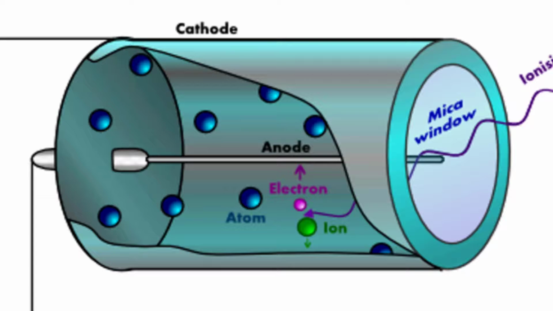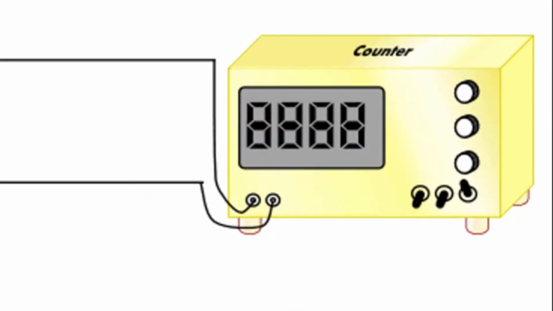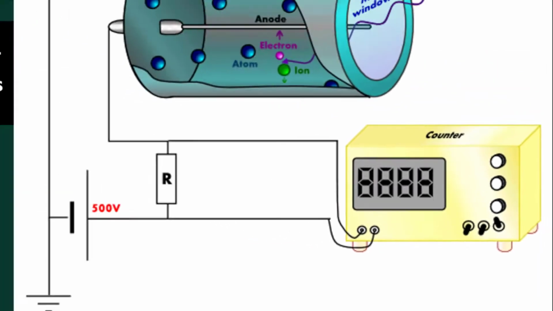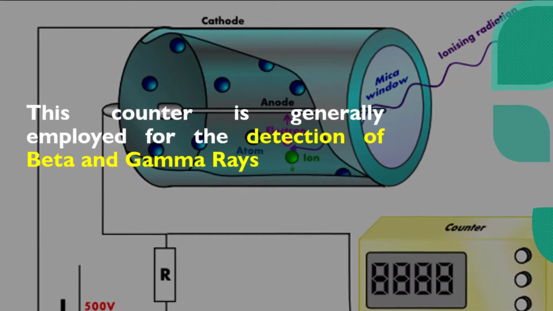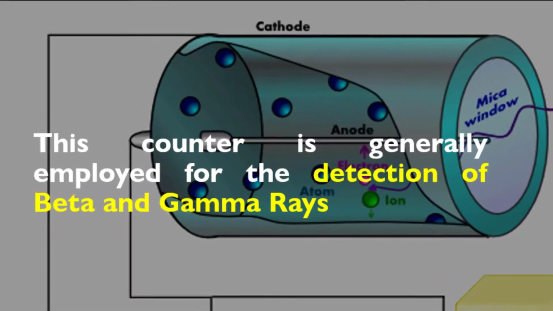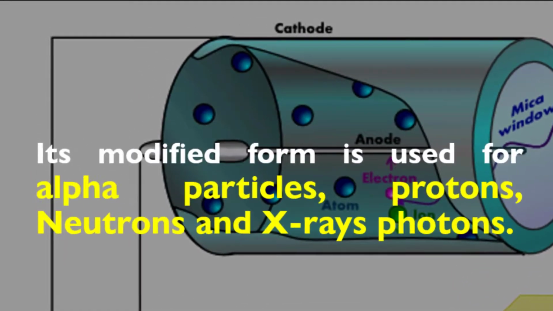This pulse can be amplified from each ionization. It can cause a clicking sound in a loudspeaker or activate a digital counter to register the amount of radiation entering the tube. We can also attach a chart recorder to give a graphical display of the intensity of radiations versus time. This counter is generally used for the detection of beta and gamma rays. However, if we modify this counter, we can use it for the detection of alpha particles, photons, neutrons, and X-ray photons.